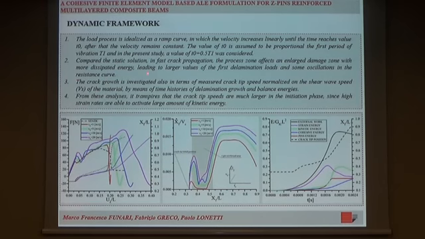The crack growth is investigated also in terms of crack tip speed. In particular, as you can see, after the initiation phase, the crack tip speed increases strongly. When the crack tip reaches the Z-pin reinforced area, the crack tip speed decreases strongly. But when the Z-pins are completely broken, the crack tip speed increases strongly.